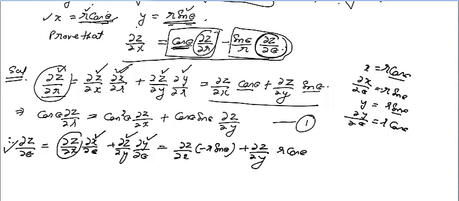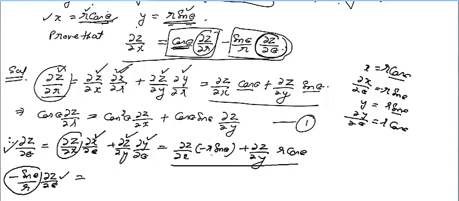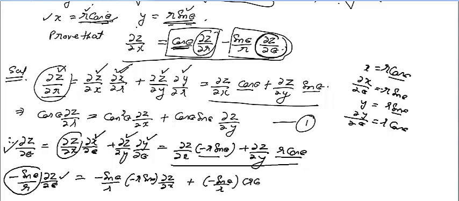Now you need minus sin theta upon r curl z by curl theta. So you need to multiply minus sin theta by r with the curl z by curl theta. So you will multiply with this whole. When you multiply minus sin theta upon r with this, you have minus r sin theta curl z by curl x. Now when you multiply with this, you have minus sin theta upon r and r cos theta curl z by curl y.